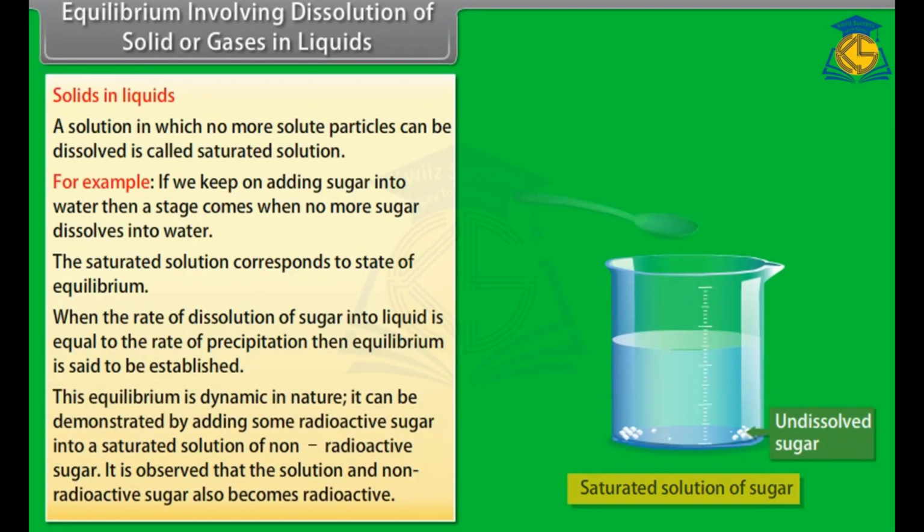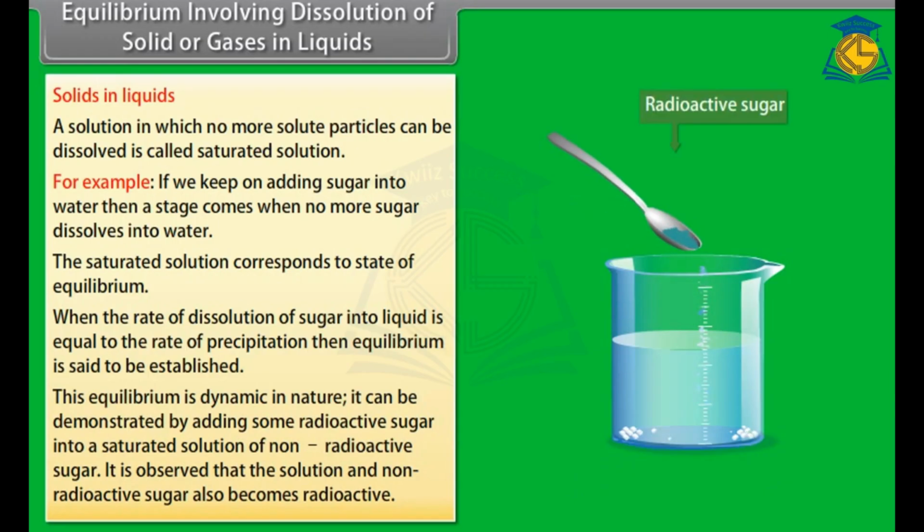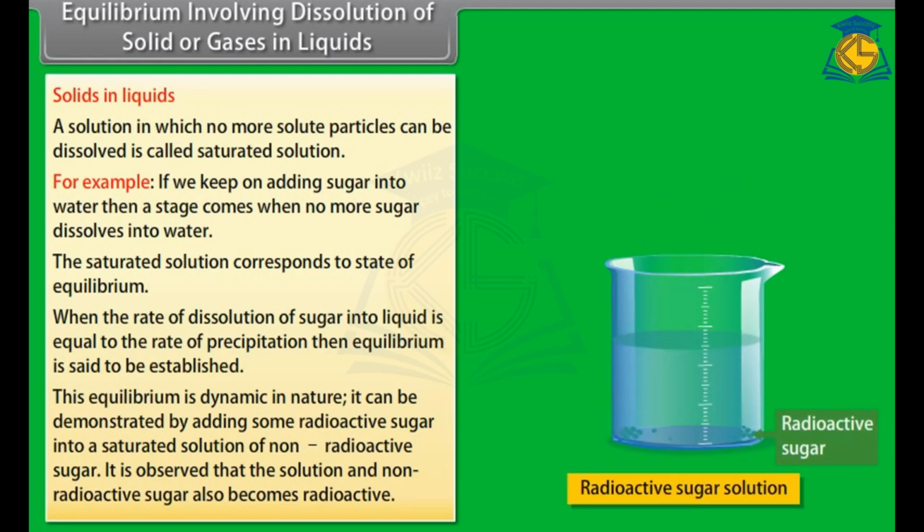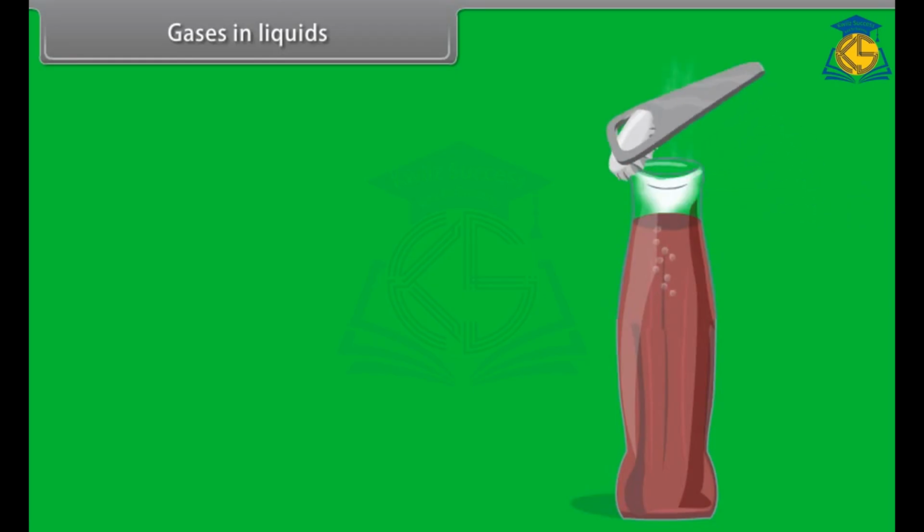It can be demonstrated by adding some radioactive sugar into a saturated solution of non-radioactive sugar. It is observed that the solution and non-radioactive sugar also become radioactive. Gases in liquid. When a cold drink is opened, the carbon dioxide dissolved in it fizzes out rapidly. This represents an equilibrium situation.